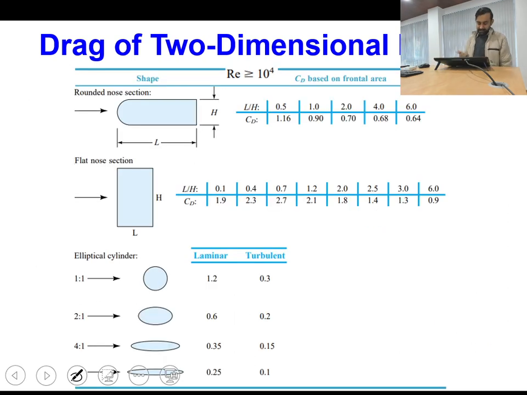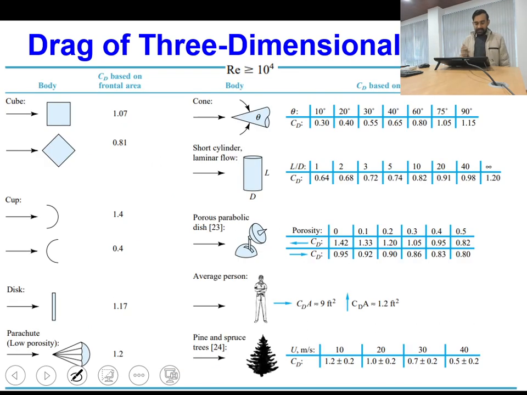Then these are also some two-dimensional shapes, and these are some three-dimensional shapes. How CD varies for different three-dimensional shapes is given over here. So you can refer to these tables once you find questions related to these types of shapes. Obviously what you need to do is practice before coming for the exam.